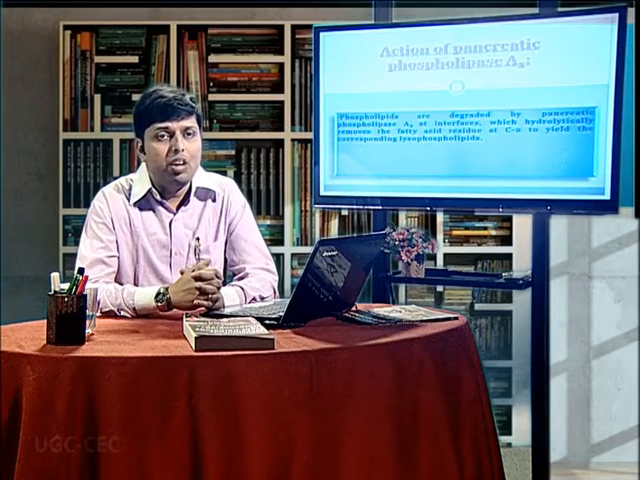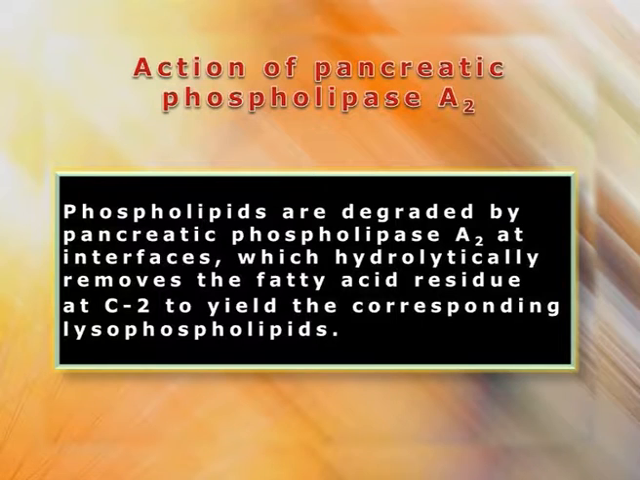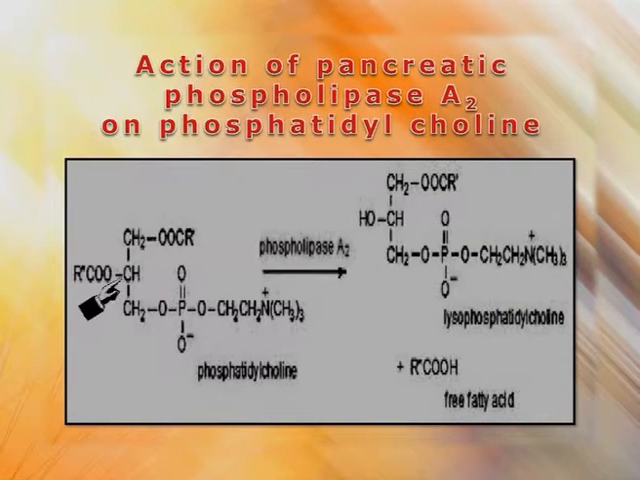Coming to the action of phospholipase A2. Phospholipase A2 cleaves the fatty acid from carbon number 2 of any phospholipid, resulting in the release of a lysophospholipid. For example, in this slide, we can see that phospholipase A2 is acting upon phosphatidylcholine and releasing lysophosphatidylcholine together with a fatty acid from carbon number 2.